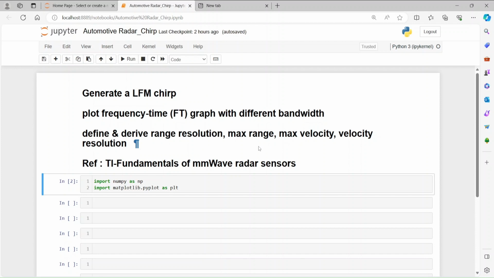As a reference material, I would say you can go over the Texas Instruments Fundamentals of Millimeter Wave Radar Sensors. It's available online for all of us.